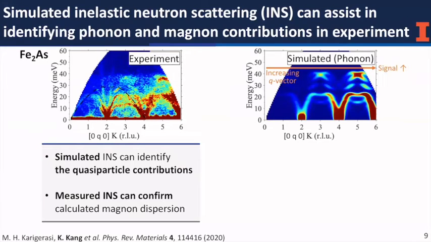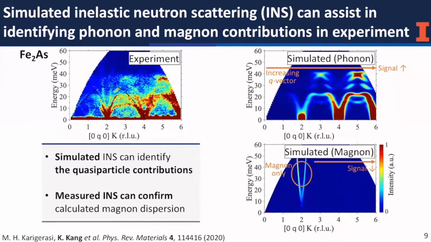Here is the simulated phonon contribution to the inelastic neutron scattering signals. So simulated phonon signals will predict the low energy arc shape here and the high energy crossing shapes here. And when the Q vector increases away from the origin, the phonon contribution gets stronger, which is also shown in the experiments. However, this sharp signal is not explained by the simulated phonon dispersions, and this signal is identified as a magnon contribution.